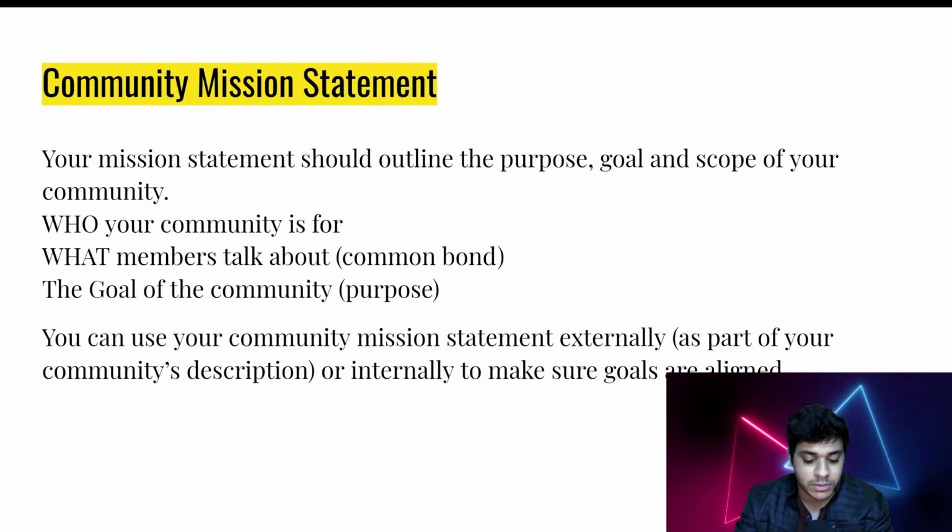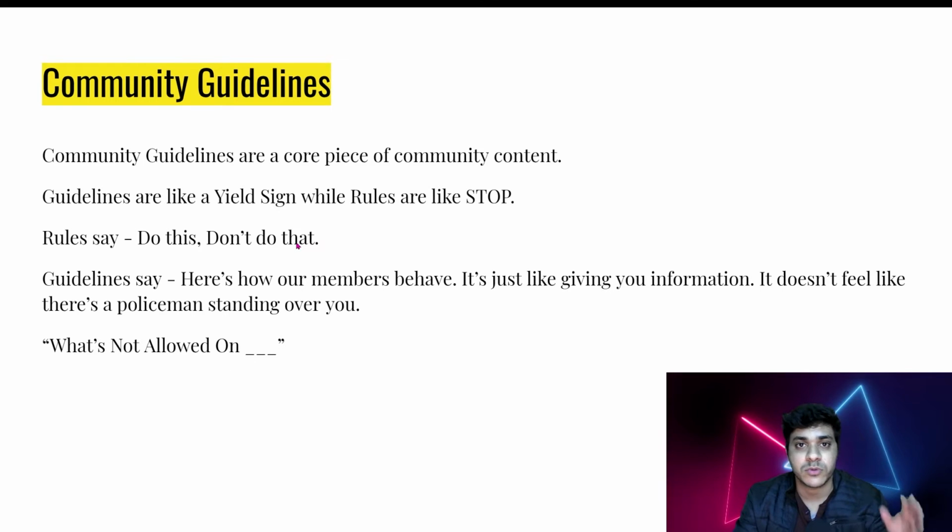Another important document is your community guidelines. What's the difference between community guidelines and just rules? You need to understand that community guidelines are not necessarily just rules. In rules, you say this is allowed, this is not allowed. It's more of do this, don't do that, do's and don'ts. Whereas in your community guidelines, that's not what you're doing. You're not telling them don't do that or do this.